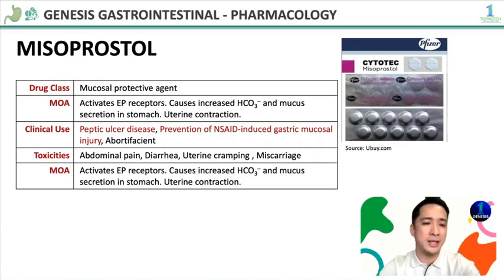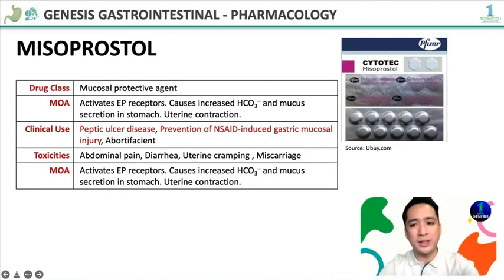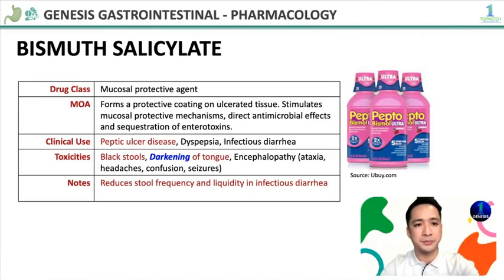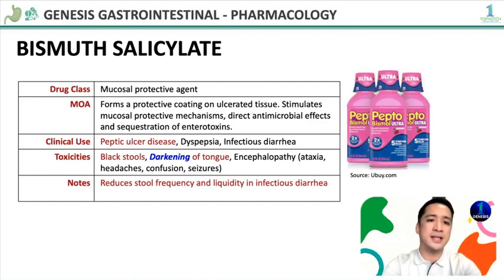So take note that misoprostol is contraindicated to pregnant because it is an abortifacient. Toxicities include abdominal pain, diarrhea, uterine cramping, and miscarriage. That's your misoprostol. The trade name is Cytotec. You're familiar with misoprostol. Next, we have your bismuth subsalicylate or salicylate.